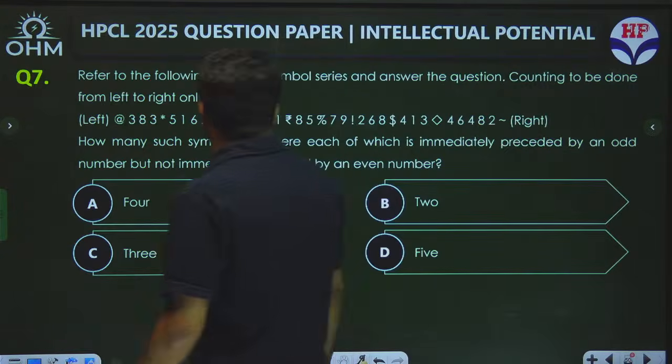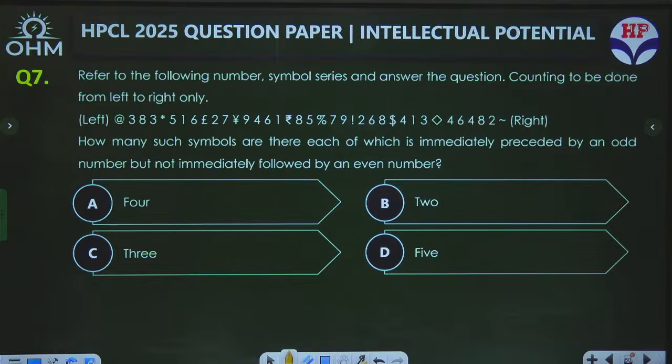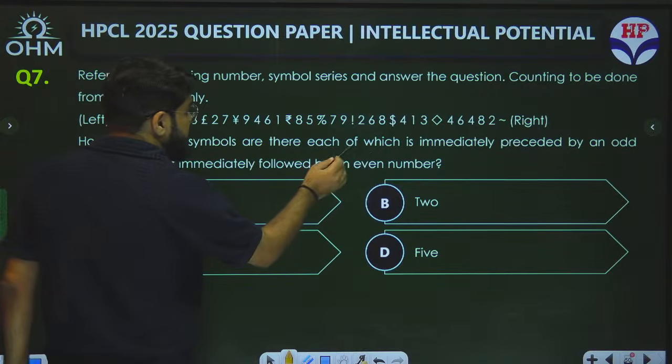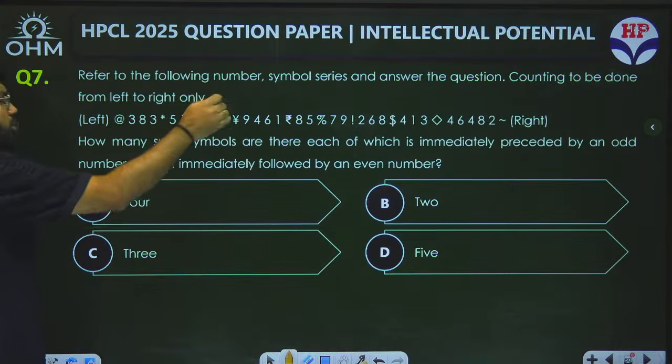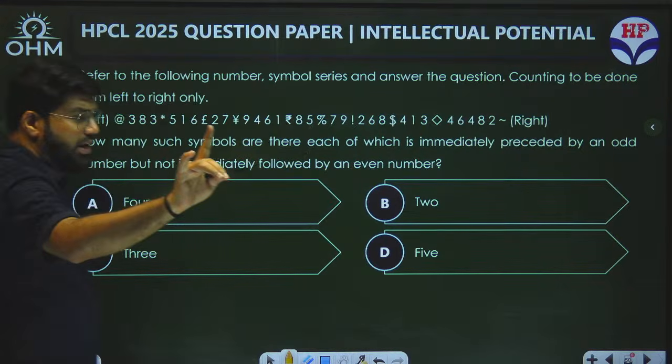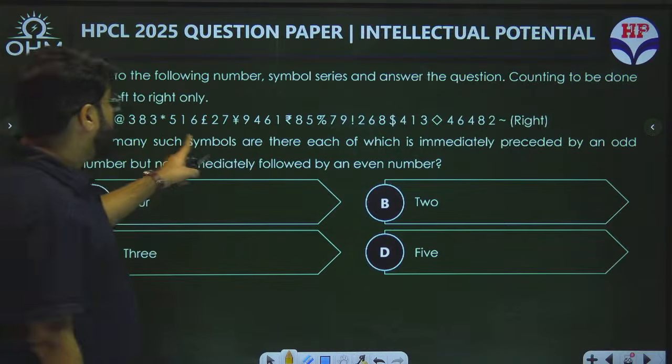Next, refer to the following number symbol series and answer the question. Counting to be done from left to right. Okay. Now again, a series of letters, numbers and some symbols is given to you. Okay, it's not the letters, only number and symbol. How many such symbols are there, each of which is immediately preceded by an odd number, but not immediately followed by an even number. Just be careful about the language. What are they asking? How many such symbols are there?